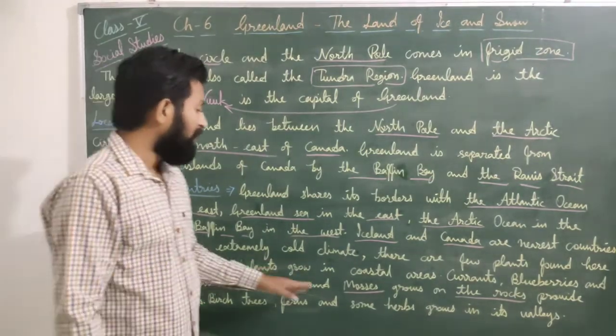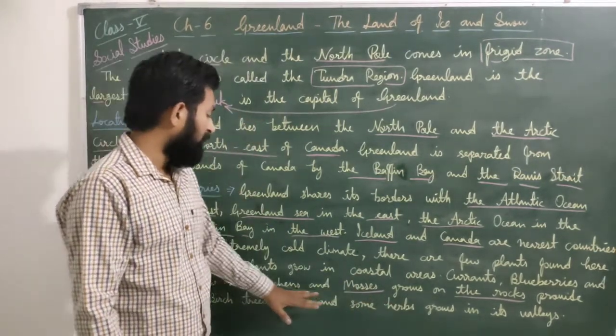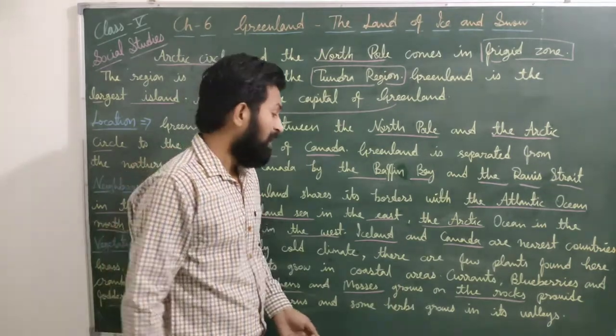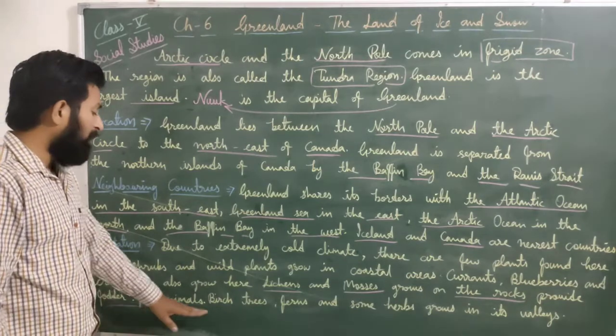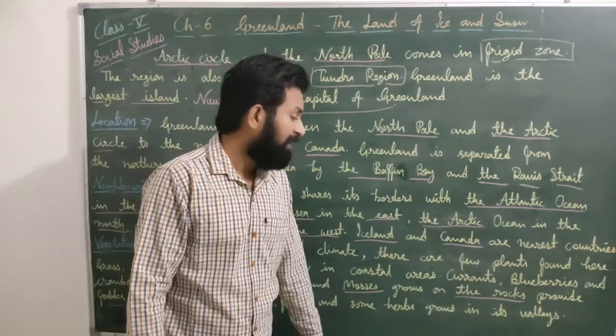Lichens and mosses grow on the rocks. We already know that lichens and mosses always grow on rocky surfaces, and they provide fodder for the animals, and bark trees, ferns and some herbs grow in its valleys.